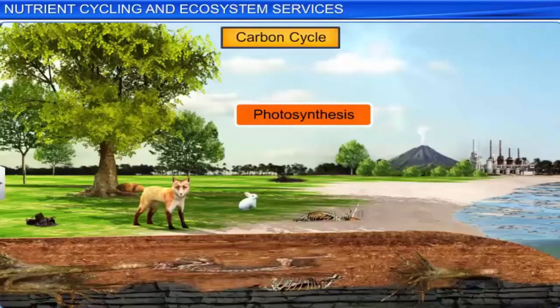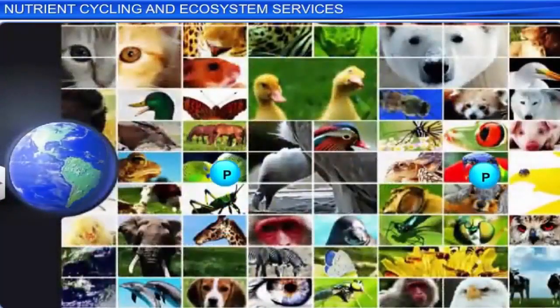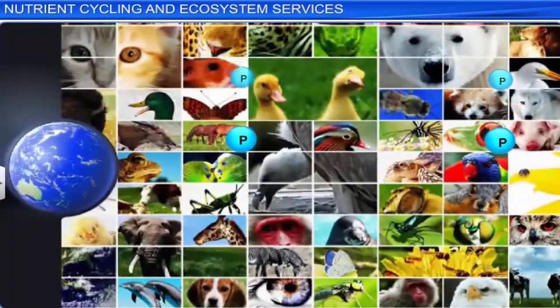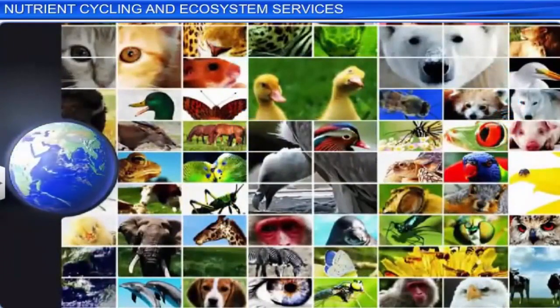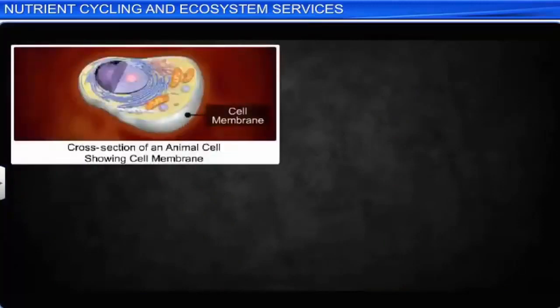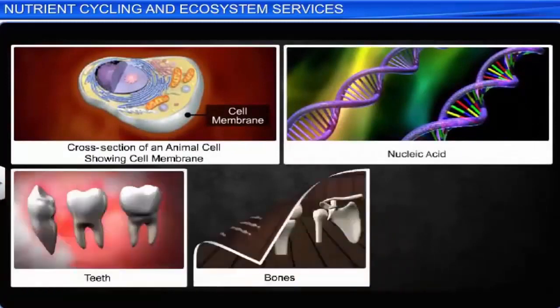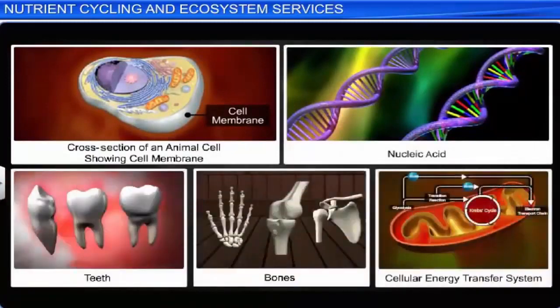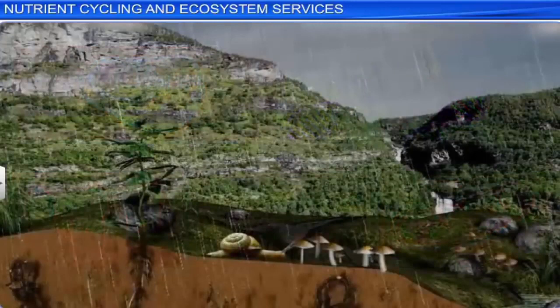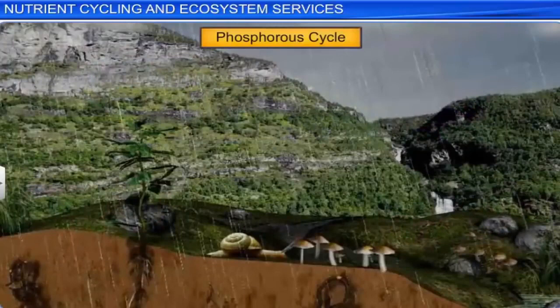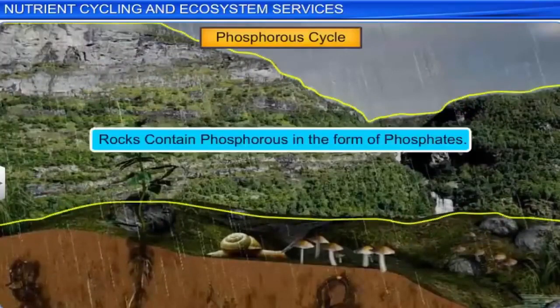Like carbon, phosphorus also plays a very important role in the living world. It is a major constituent of the cell membrane, nucleic acid, teeth, bones, and cellular energy transfer systems in all living organisms. Now, let's understand the working of the phosphorus cycle, whose natural reservoirs happen to be rocks, which contain this nutrient in the form of phosphates.